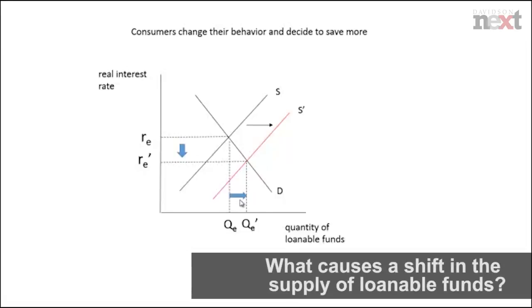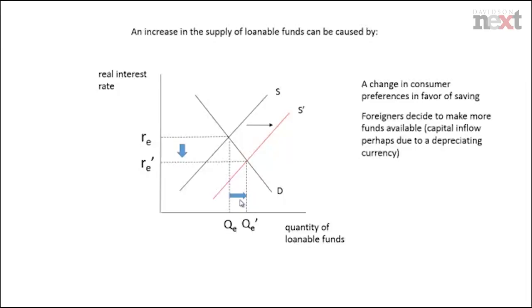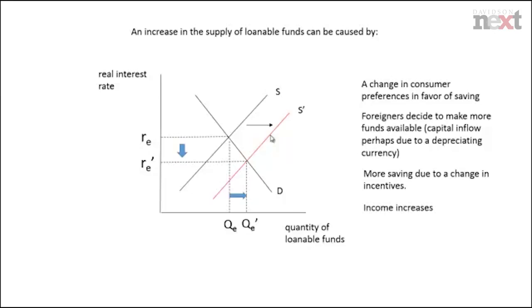So what else, aside from consumers changing their behavior and saving more, could increase the supply of loanable funds? How about if foreigners decide to make more funds available in our economy? That would work. How about if there's more savings due to a change in incentives? What do you mean? Well, suppose the interest you earned from making a loan was taxed at a lower rate than it had been previously. That would draw in a greater supply of loanable funds. And then lastly, the supply of loanable funds would increase if there was more income earned in the economy. More income means more spending, but more savings as well.